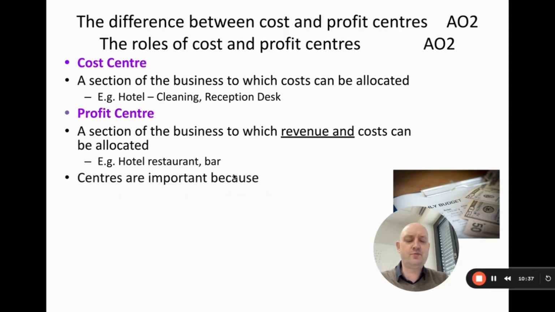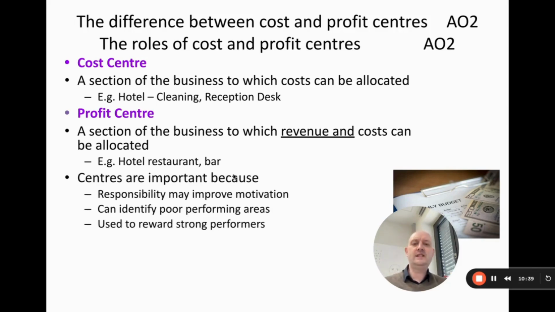So why are cost and profit centers important? Well, basically it allocates responsibility for different parts of the business. So if there's a manager of the restaurant, then that manager of the restaurant will have responsibility for running the restaurant, and that manager can be evaluated on how well they run it. So you can identify poorly performing areas of the business. Maybe the rest of the hotel says the bar's not making enough money, so therefore we need to do better there. But also you can use it to reward strong performers.